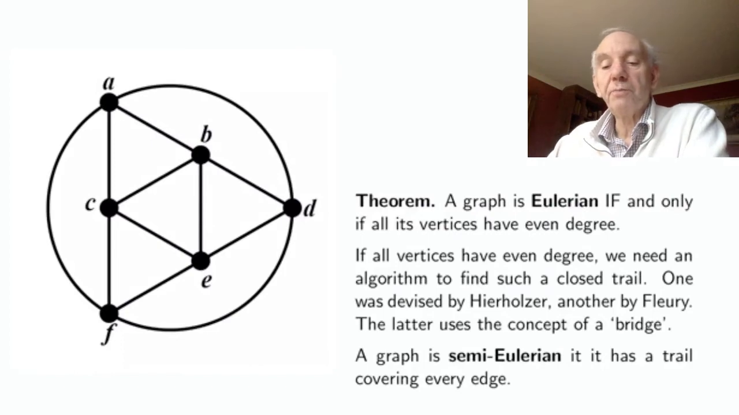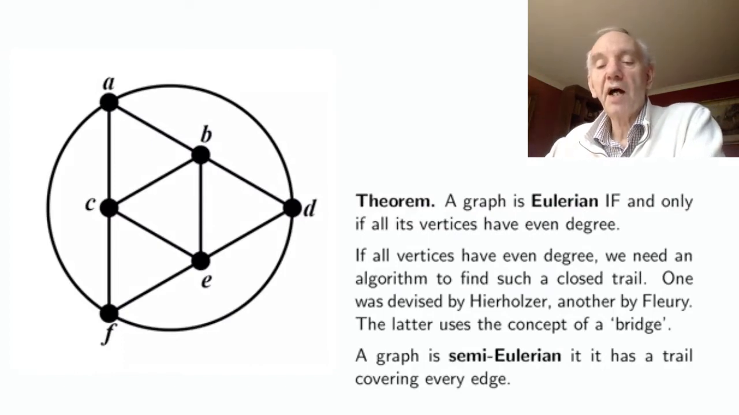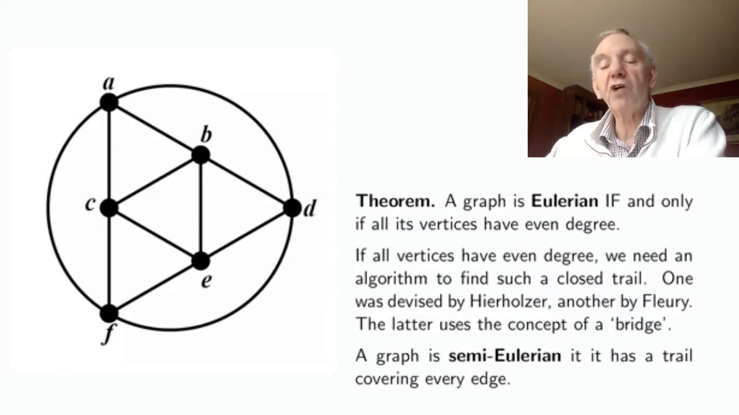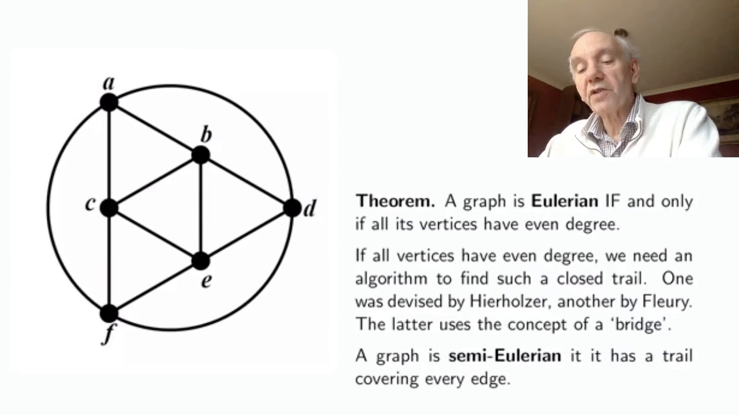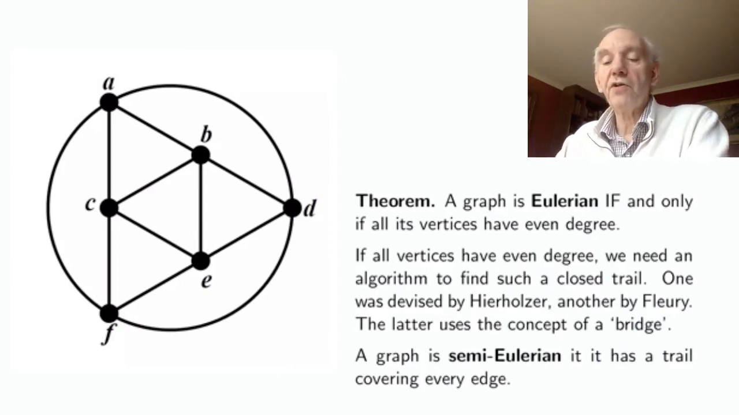There's another algorithm to find an Eulerian trail. It's called Fleury's algorithm, and that's described in the notes, and I think it's fairly straightforward, although there's another optional video if you want to see more about that.